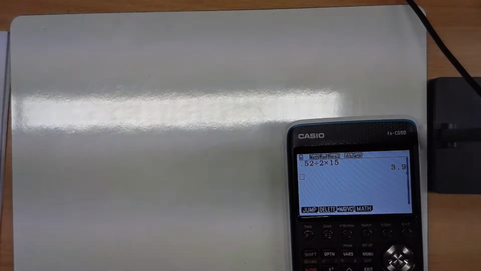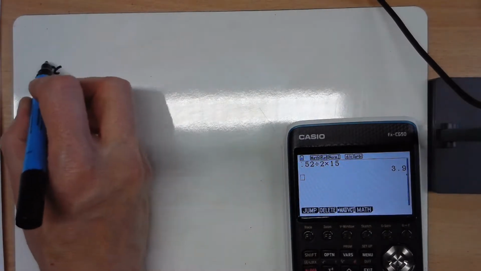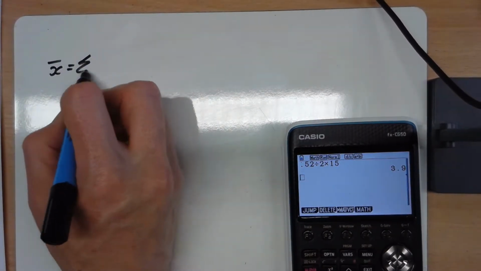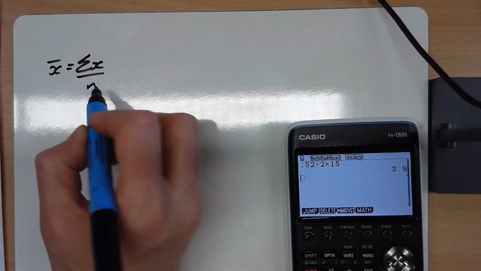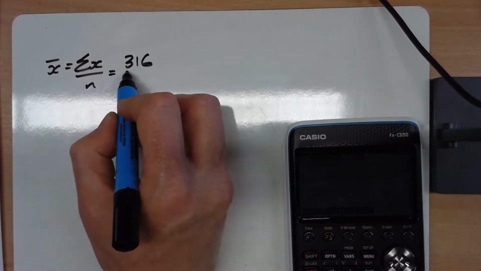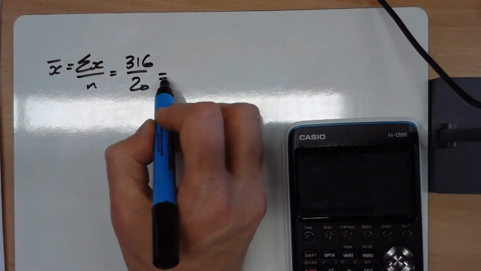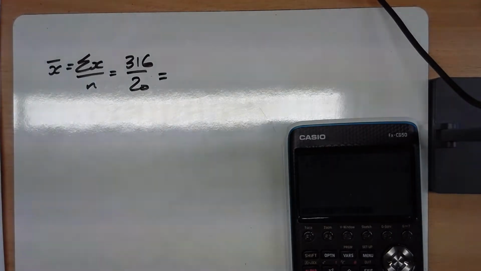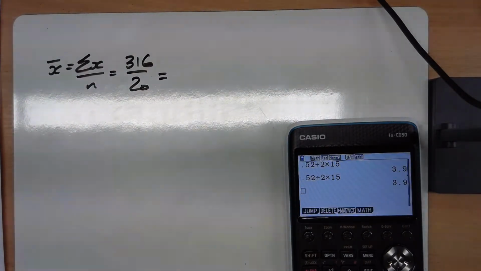Next one, we're asked to find out the mean and the standard deviation given the summary data. You don't need a formula book to remind you that the mean is you add up all the x's and divide by n, how many there are. So we've got 316 divided by 20, and we can tap that in the calculator to get 15.8.